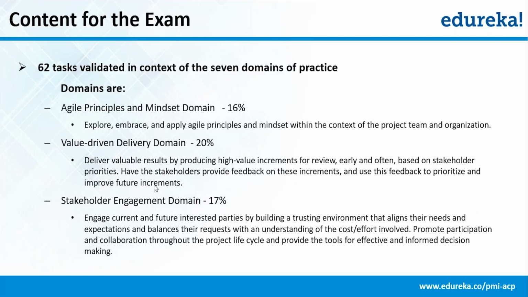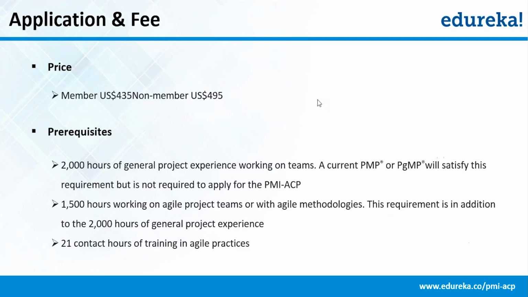And what you can do is go through the PMI-ACP handbook on their website, which clearly chalks out and talks about each of the domains and what it comprises. Okay. So do you have any questions for me so far? If you have any doubts, you can ask me. And the application fee, as of today, if you are a PMI member, is $435. Otherwise, it's $495 US.